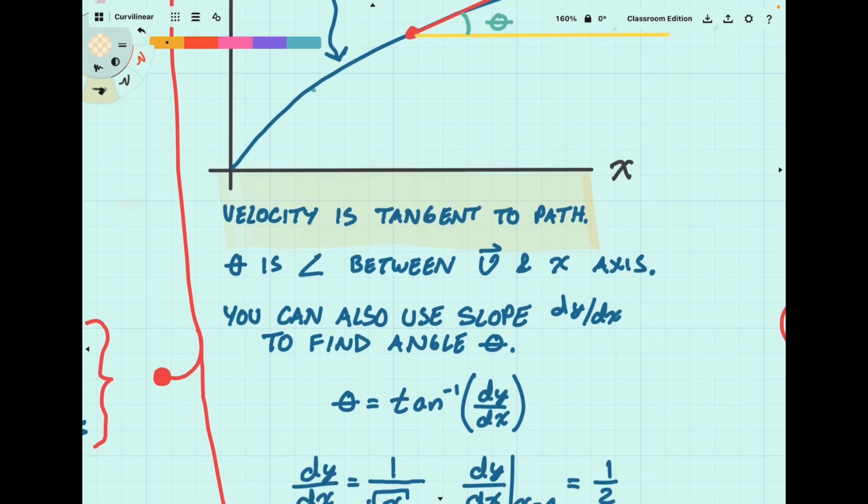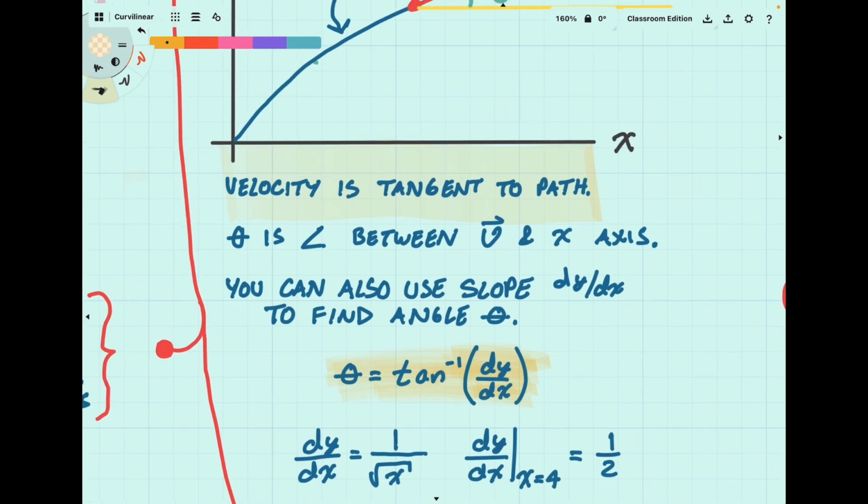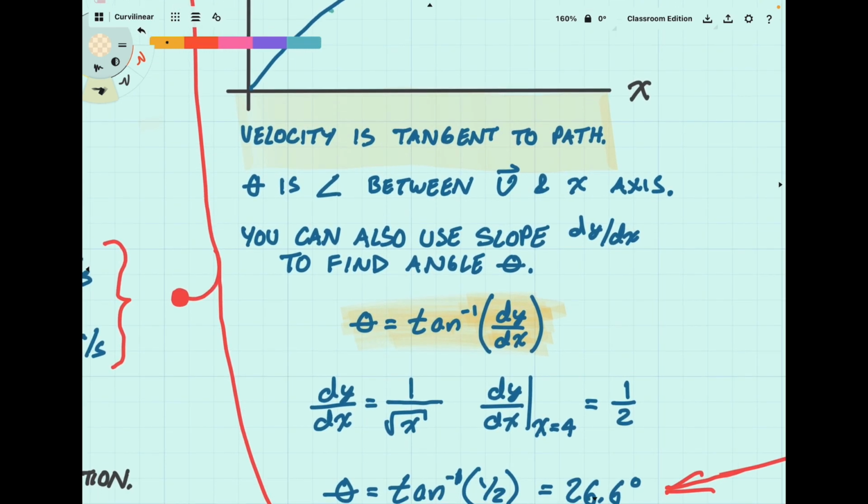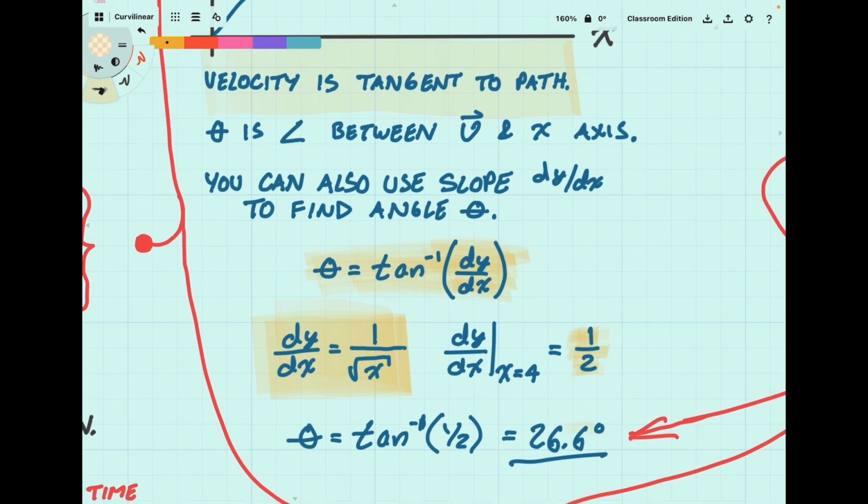In this form here, this drops straight out of calculus 1, or maybe even pre-calculus. If you can take the derivative of y with respect to x at a point, that is the slope. That slope is the tangent of the angle, so you take the arctangent and you get the angle. In this case, the slope is 1 over root of x. That's the derivative of our path. And at x equal to 4, we get a value of 1/2, and the inverse tangent of that is 26.6 degrees.